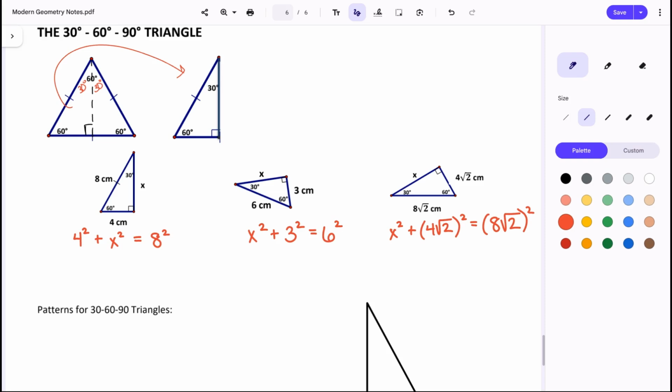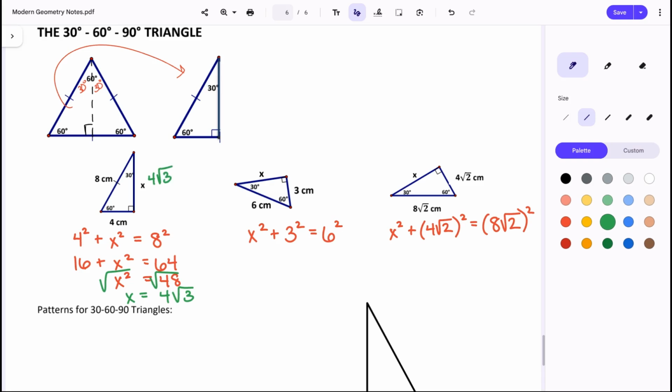All right, now you would start doing the squaring, right? So on this first one, you get 16 and 64. You subtract, you get 48. That's not a perfect square, right? So you had to break it down. How would this reduce? Okay, 4 square root of 3, good. So that was this side here, 4 square root of 3.